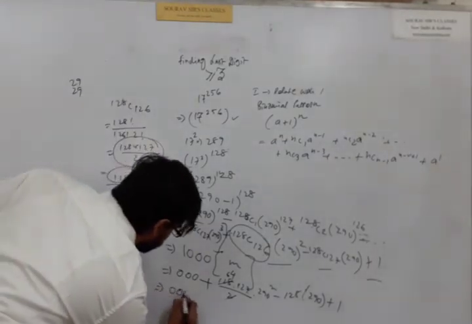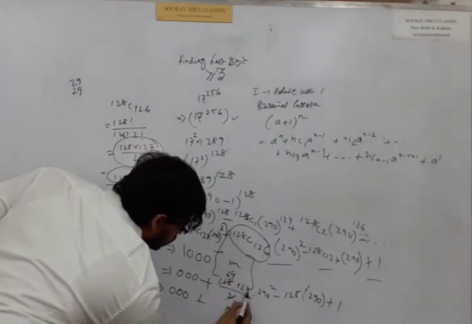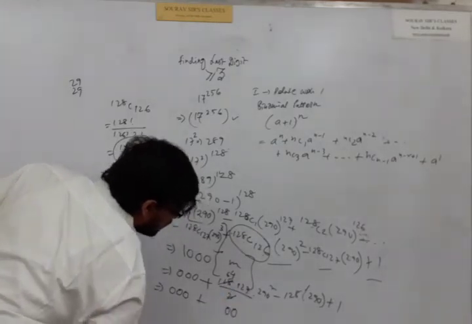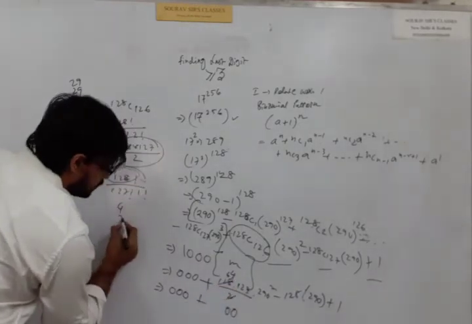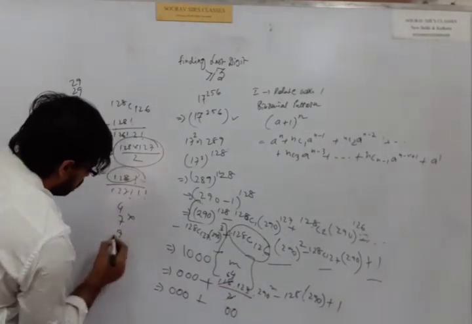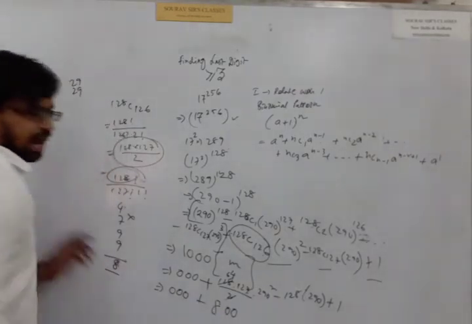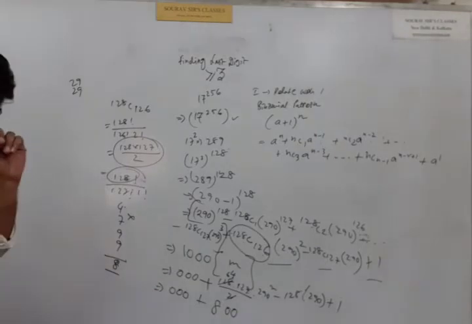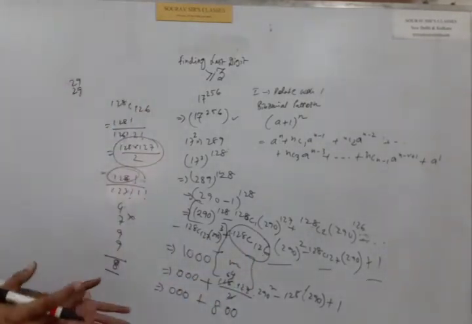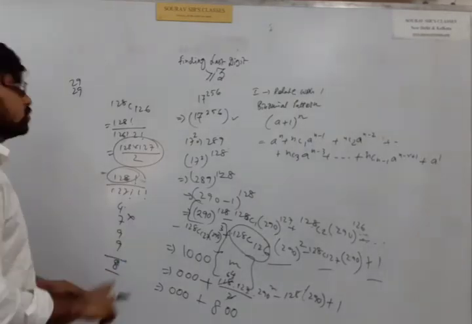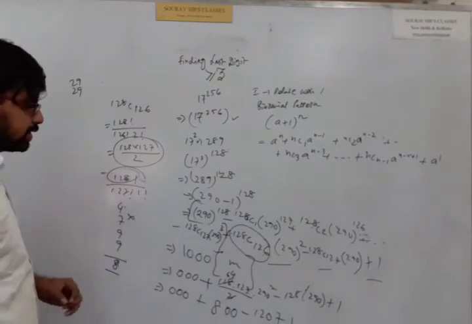Okay, so let's do it. So this has to end up with 2 zeros, and 4 sevens are 28, 9 nines are 81. So have a look: 4 7, 4 7, 9 9. So 4 sevens are 28, 9 nines are 81. So it has to be an 8. So without doing a single big calculation, I am just doing it. So 128 into 290, that we have to do. 128 into 290 will give you 37,120. So I'm just doing 120 plus 1. Rest of the thing is very easy.